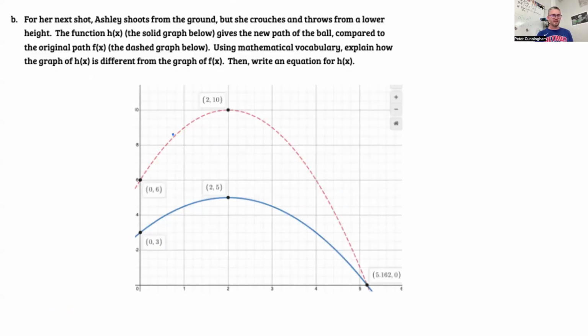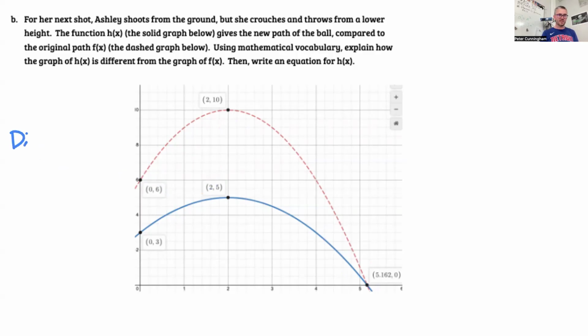All right, next here, if I'm describing what is happening that's different in these two equations, let's look at what's the same here. We both start at 0. The vertex is at the same spot and they both end. What's different is I have 6 compared to 3, 10 compared to 5, right? 5 and 3 are both half of the height of 6 and 10, right?